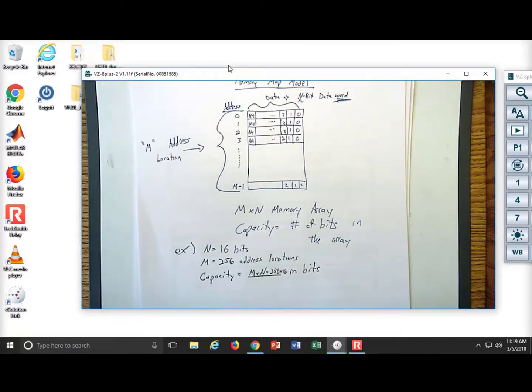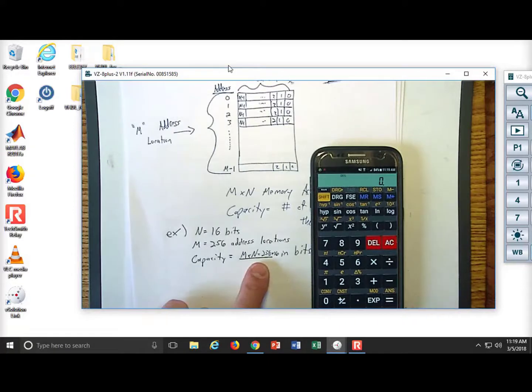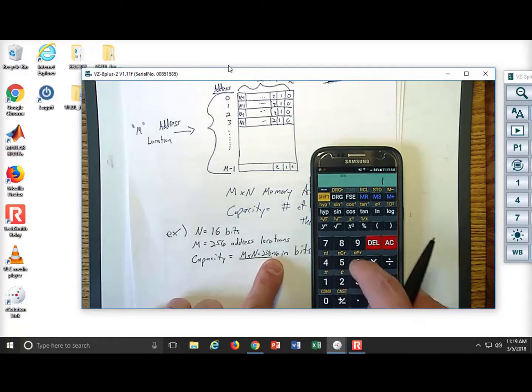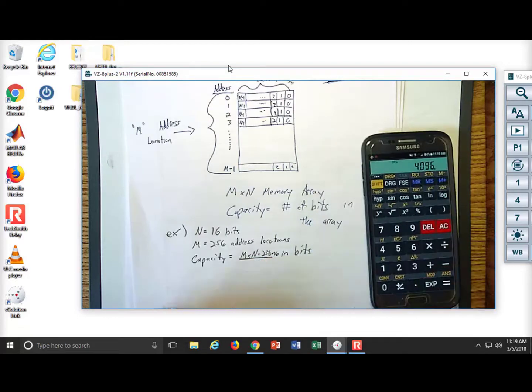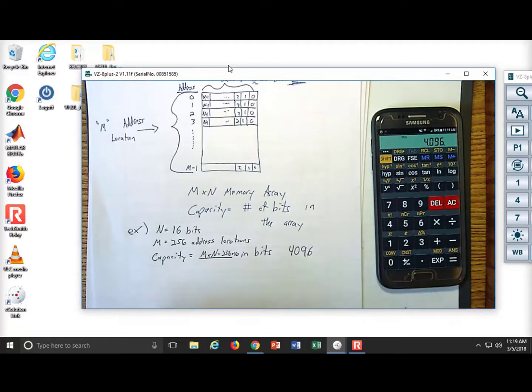And let's just take a look at some of these calculations. Okay, so I'm going to bring up my little calculator here. So I got my calculator. And we're doing some advanced math here, folks. 256 times 16, bada bing. You get 4096. And that's bits. Okay? How's that feel? All right.